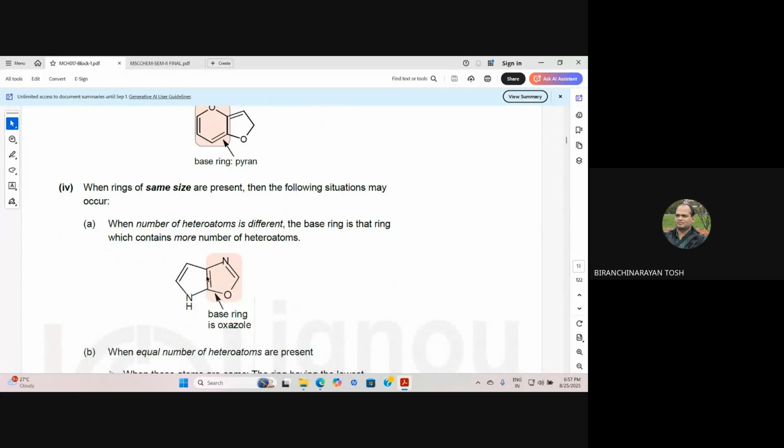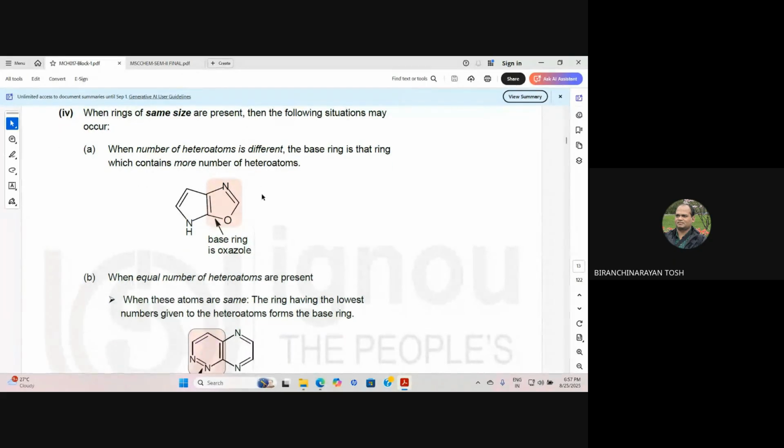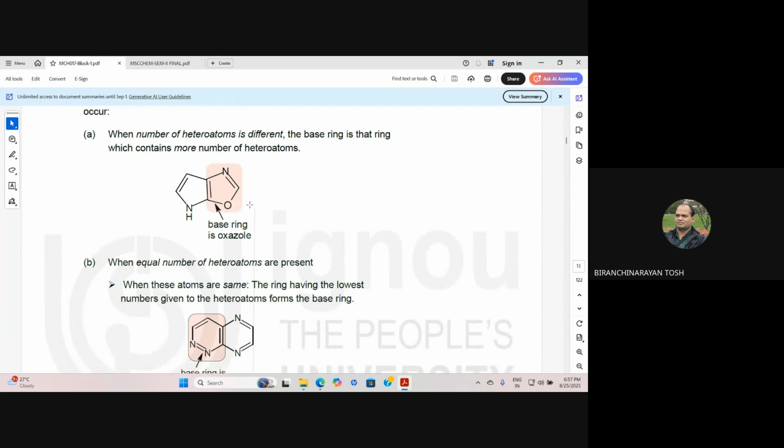If they have the same size, then in the same size you may have different heteroatoms, or you may have the same heteroatom. When the number of heteroatoms is different, the base ring is the ring which contains more heteroatoms. Here it contains two heteroatoms, oxygen and nitrogen, so the base ring will be the oxazole one.